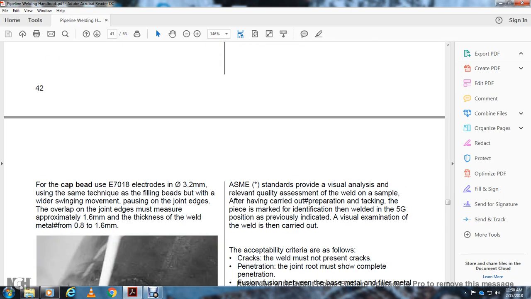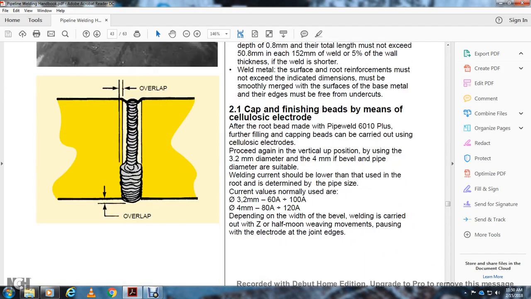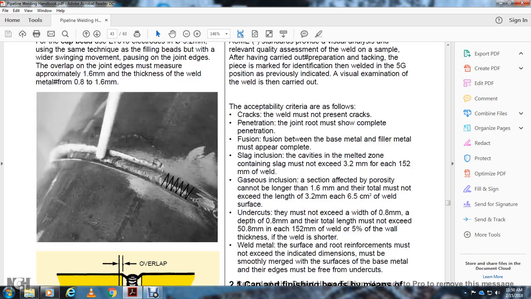Alright, for the cap of the bead, use the E7018 electrode, 3.2 millimeter, with the same technique as the filling beads, but with wider swinging movement at the joint edge of the overlap. The weld metal thickness should be approximately 1.6 millimeter, with a range of 0.8 to 1.6 millimeter. Then check the sort of overlaps, in vertical and horizontal positions.